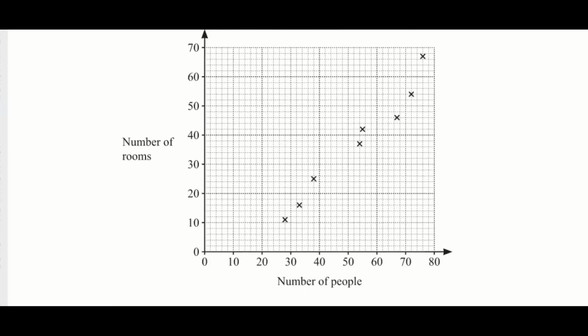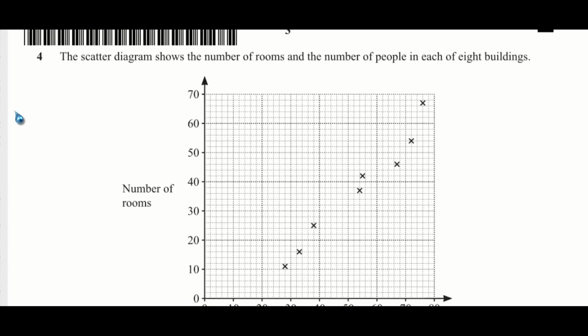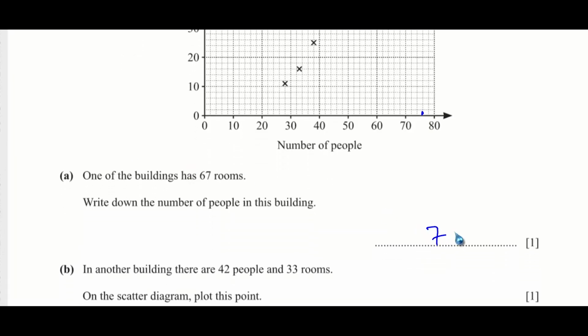Okay, let's go to the grid. So 67 rooms will be this. If you trace it down, the number of people will be 76. Okay, 70, 72, 74, 76. This particular one. So the answer will be 76.